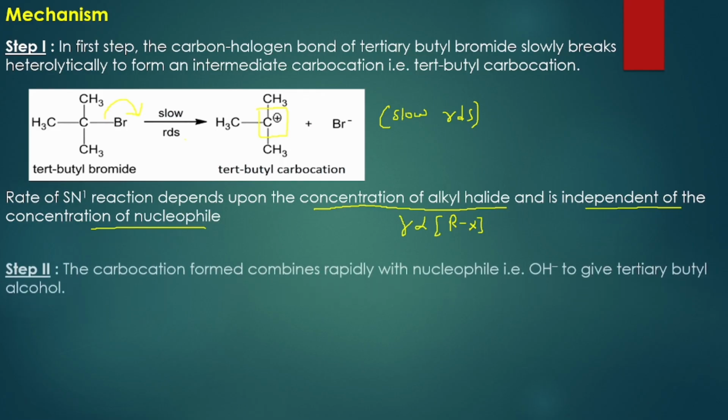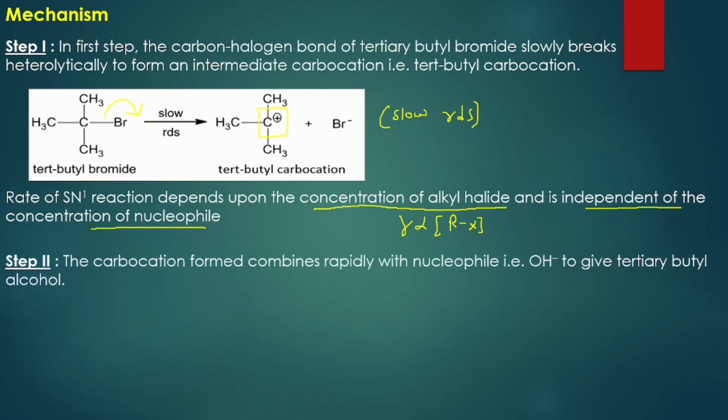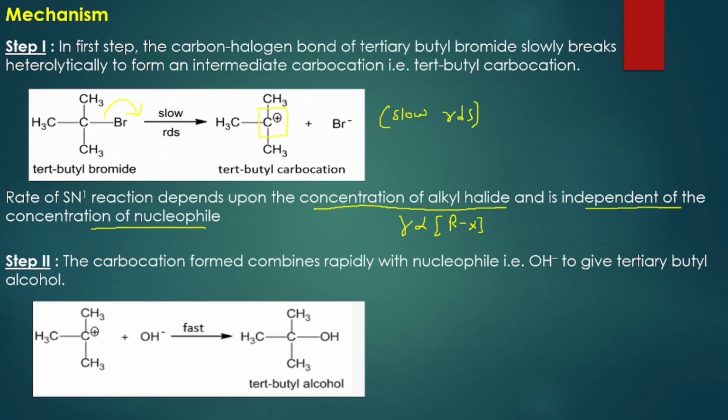That's the point. Next, in step 2, what is happening? The formed carbocation rapidly reacts with the nucleophile, OH minus, and it gives tertiary alcohol. See this? Once the carbocation is formed, OH minus can attack from any side, either from this side or this side, and forms alcohol. Clear?